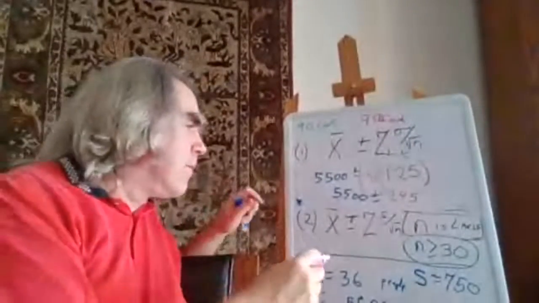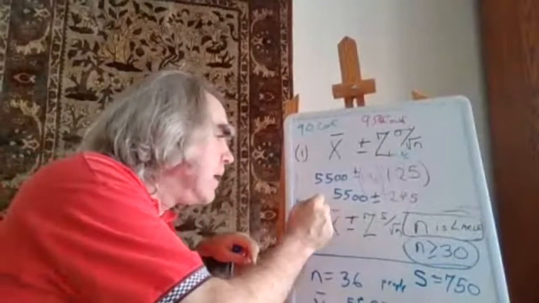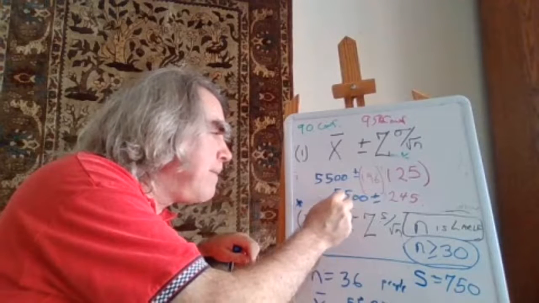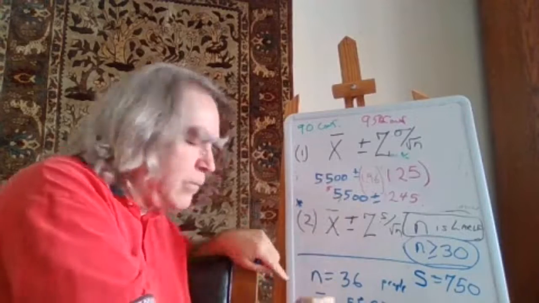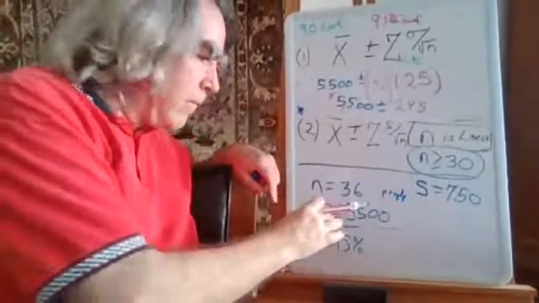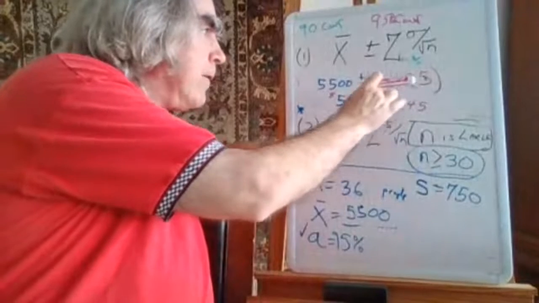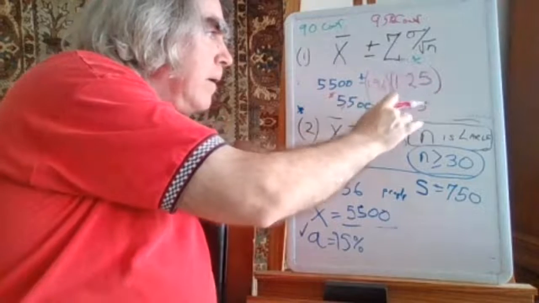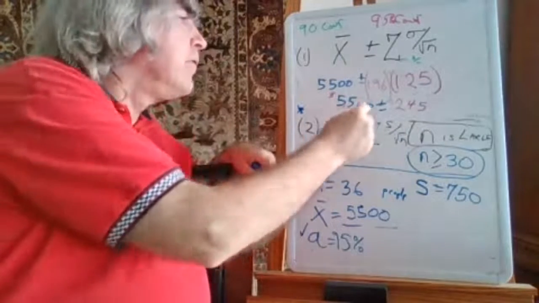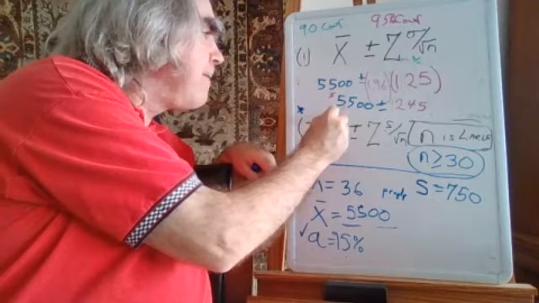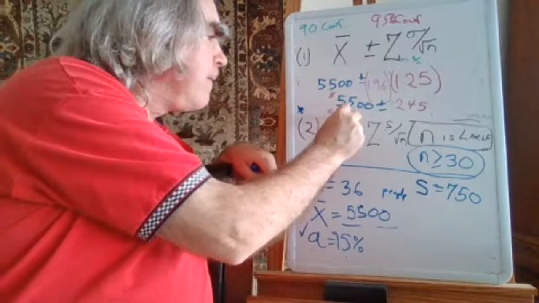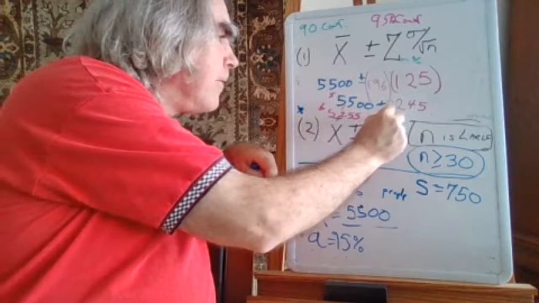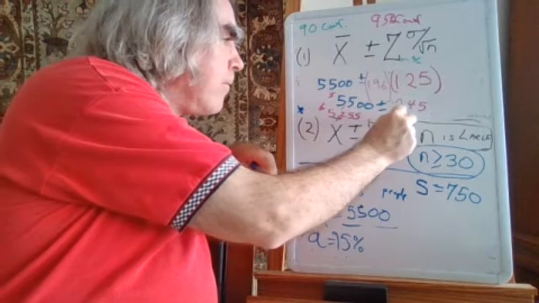All right, you guys should be seeing me again, right? So what do we have? The 95% confidence interval now is 5,500, which came from our sample, from our X bar, plus or minus 1.96 times this fraction, which was 125. So plus or minus 245. So on the low side, we have $5,255. On the high side, we have $5,745.